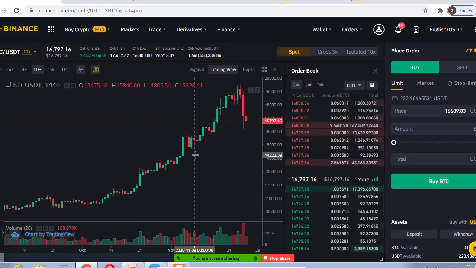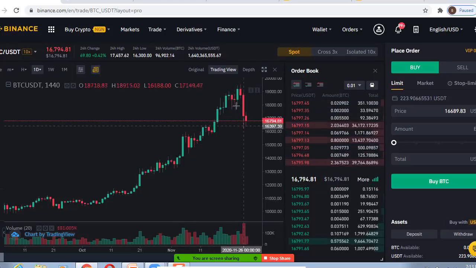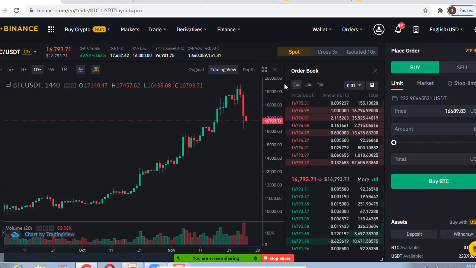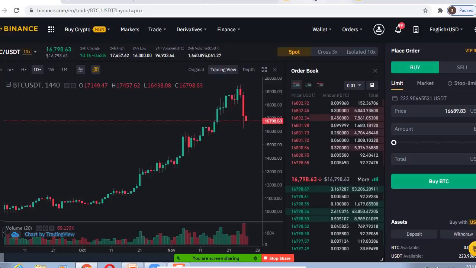Most of the time it will be very complicated for beginners to see something like this and understand what it's actually talking about. So you need someone to explain and dissect what it is and what action you should take at what point. So that is what the class is all about. So this is the Binance interface.